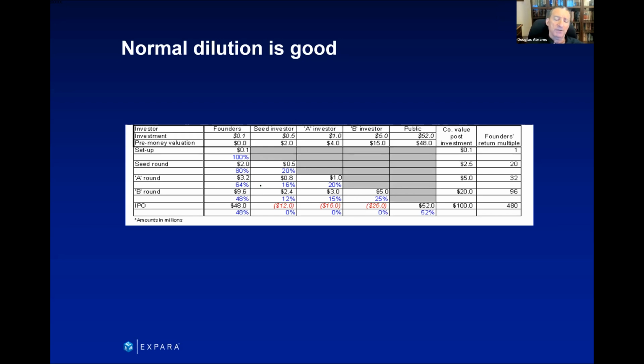New investor, Series A got 20%, seed had 20 going in. So seed gives up 20% of 20, which is 4%, leaving them with 16. And founders give up 20% of 80, which is 16%. They're left with 64%. So both seed and founders were diluted, but they're also both better off.